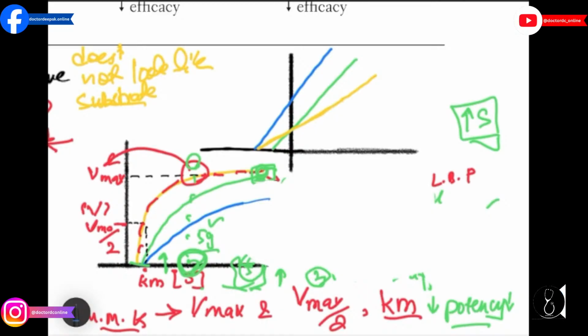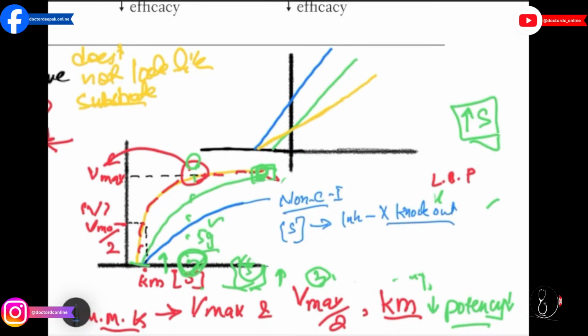The non-competitive inhibitors, you guys already know, by increasing the substrate, the inhibitor will not be knocked out. And the enzyme activity will decrease because its active site did not remain the same after taking the non-competitive inhibitor, because it's irreversible. In simple words, these inhibitors just destroy the enzyme.